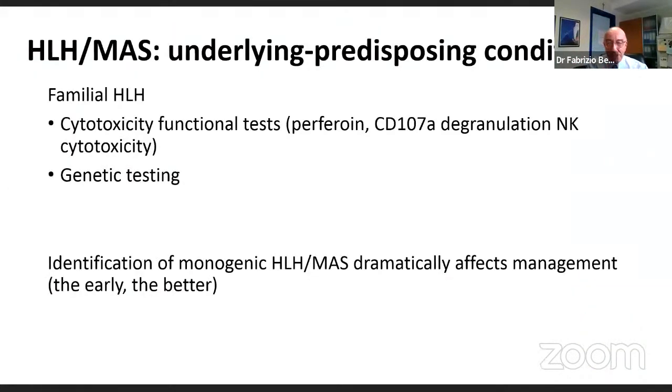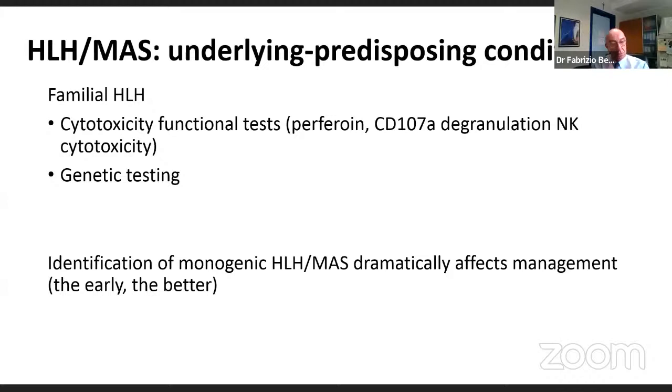Let me get a little bit into a couple of examples. Let's assume you have a patient with early HLH/MAS, and you think that there is an underlying inborn error of immunity that has to do with cytotoxicity, as you know. So you have to perform cytotoxic functional tests and genetic testing. You have to do it early, because identification of a monogenic HLH/MAS dramatically affects management.